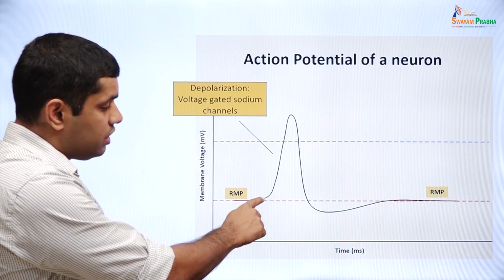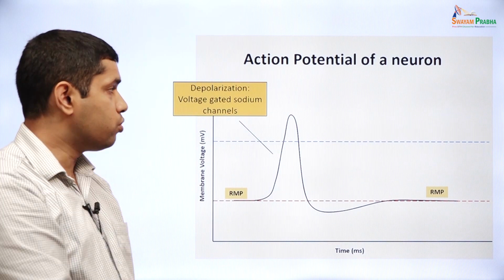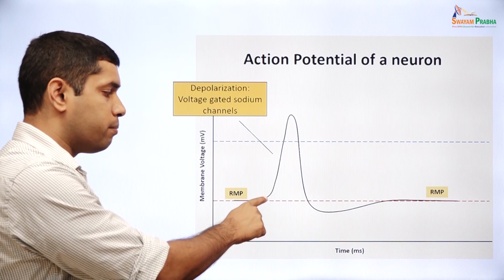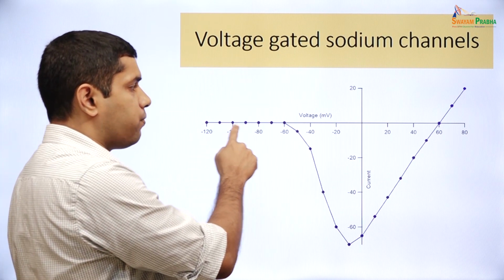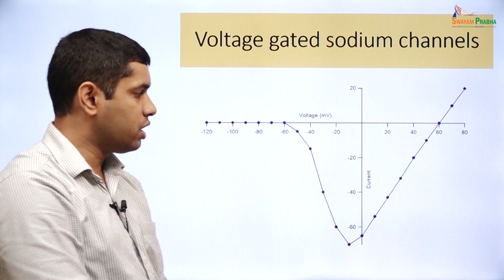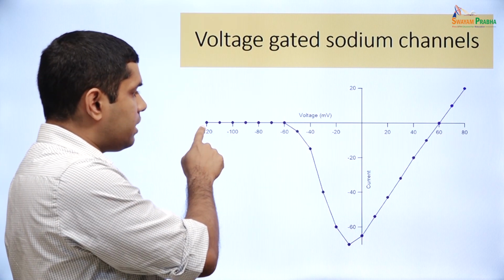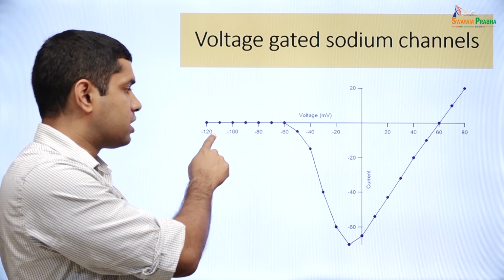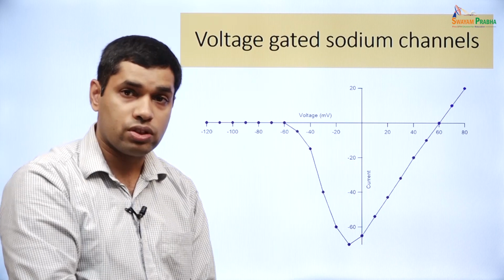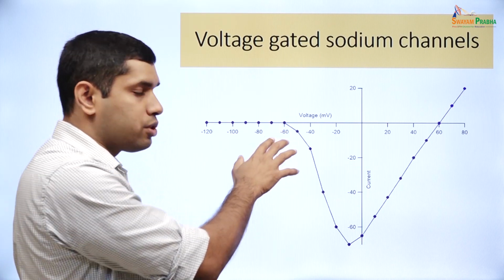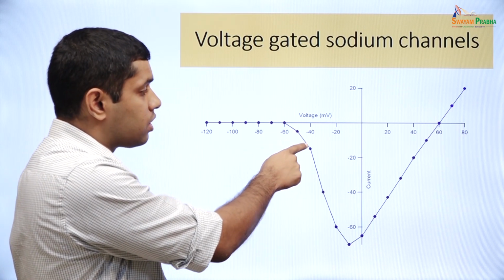So, the depolarization or the upstroke of the action potential is caused due to opening of voltage-gated sodium channels above a threshold voltage. Now, if we were to look at the different voltages that we put the membrane across and the different currents that passed through, we will see that at a hyperpolarized voltage, somewhere at -120, -100, -80, or -60, the channel remained closed. But once we crossed the threshold, somewhere near -55 millivolts, we see that there is a current that develops.